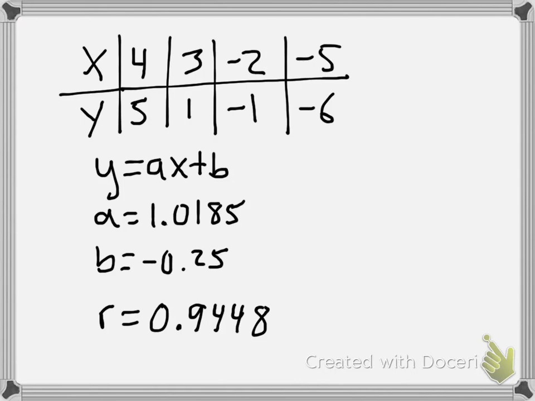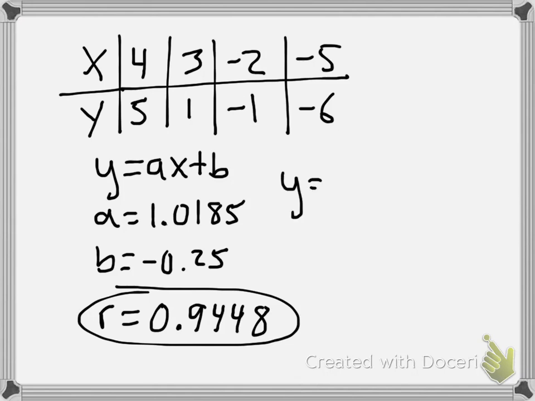Hopefully not. But again, from this information, we have an R value that's 0.94, which means it's positive, so this is a strong positive. It's not perfect, 0.94, but it's not bad. But what that means is my line of best fit then is y equals 1.